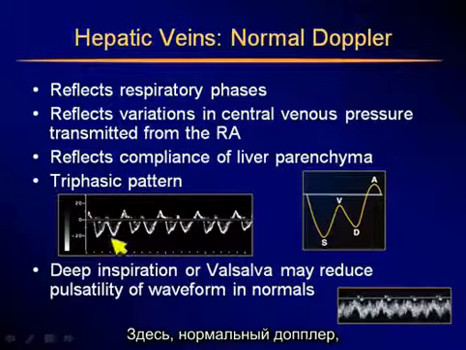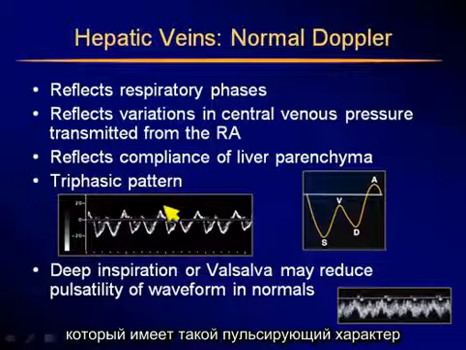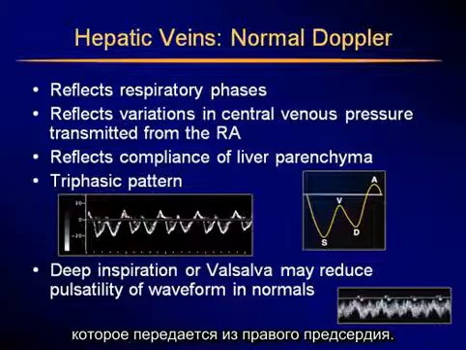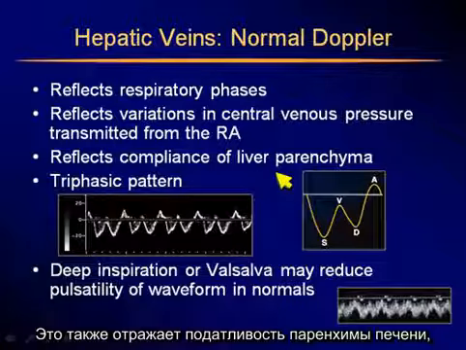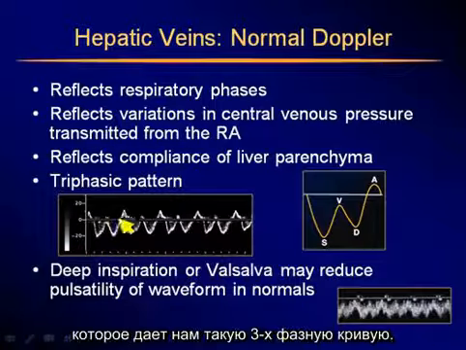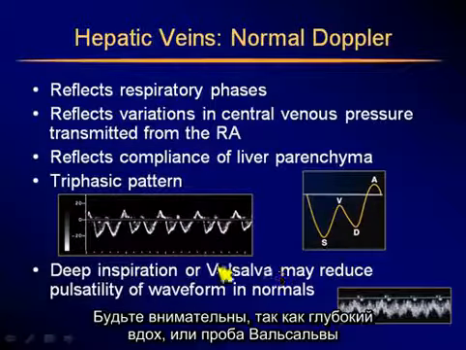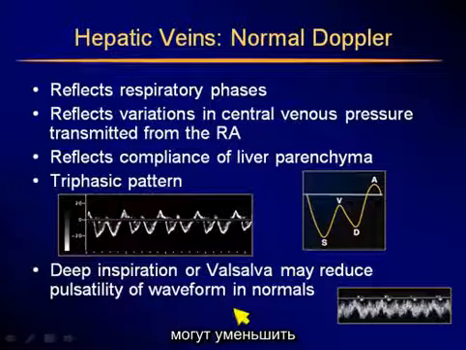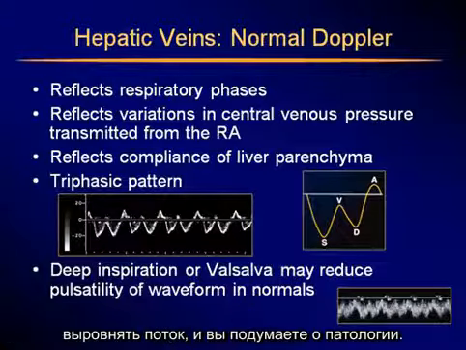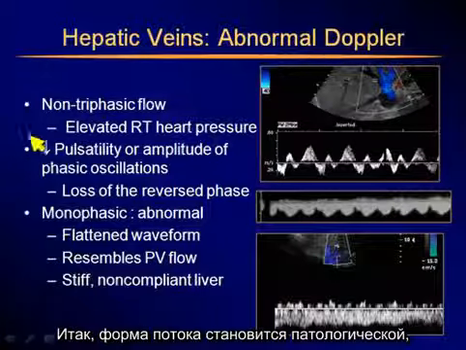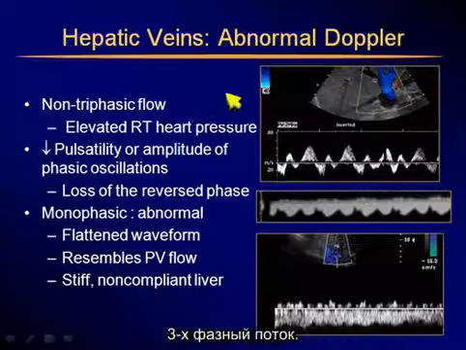The normal Doppler here, the reason for this pulsatility is because it reflects respiratory phases and variations in central venous pressure that is transmitted from the right atrium. It also reflects the compliance of the liver parenchyma, giving us this triphasic waveform, systole, diastole, kick. Be careful, though, because deep inspiration or Valsalva may reduce this pulsatility and dampen it, causing you to think there's a problem. So the waveform becomes abnormal when we lose that triphasic flow.